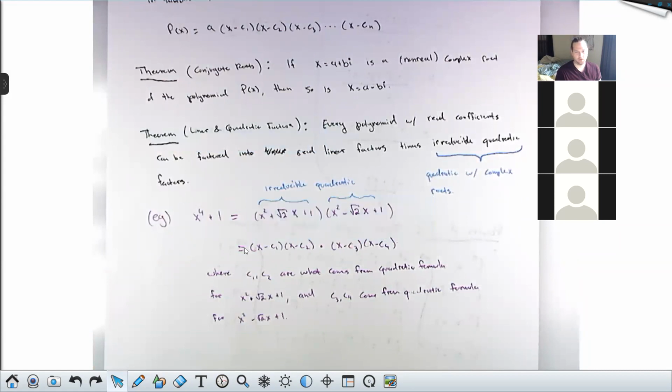From here, if you want these numbers, c1, c2, c3, c4, you just use the quadratic formula on each of these, which is something certainly you could do, but it's going to take some time. And there are better examples for us to play with to get a feel for this stuff. All right, let me do one more.